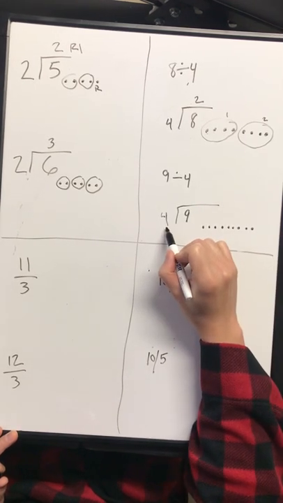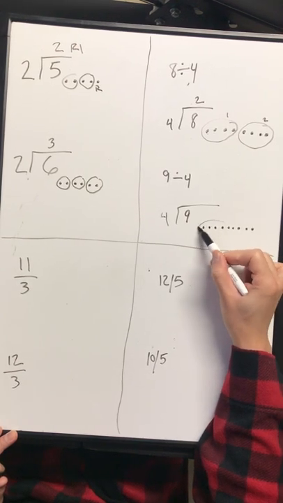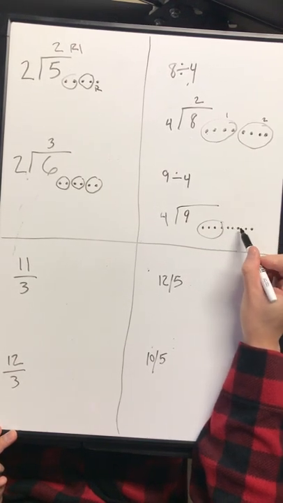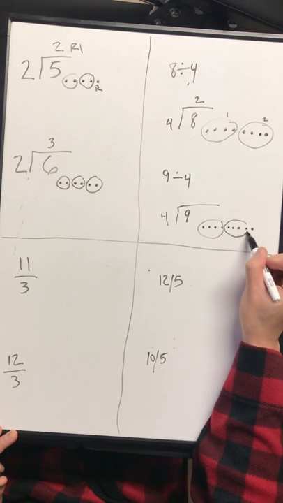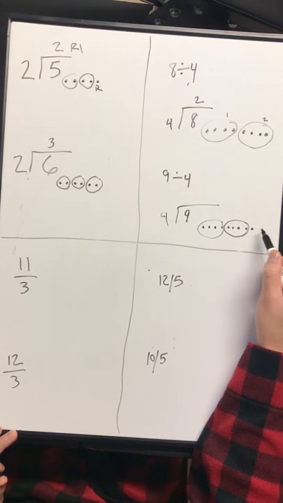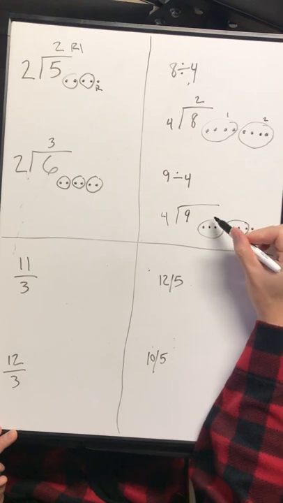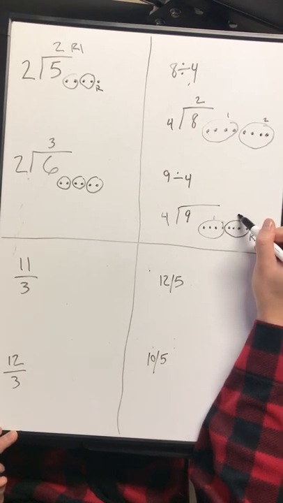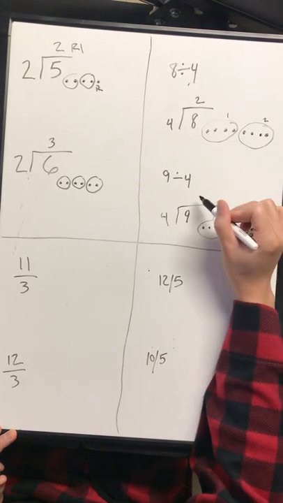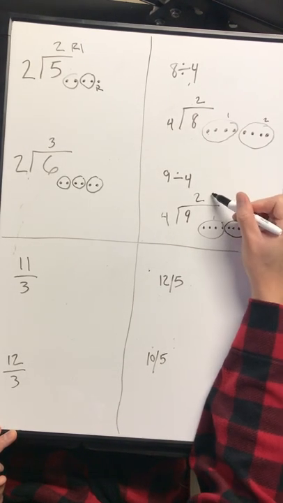And I'm gonna count it 4 times, then circle. 1, 2, 3, 4. Circle, 1, 2, 3, 4, circle. There's nothing else I can count in with fours. I can only count it 1 time. So this one's gonna be your remainder. And I got my first group over here and my second group over here. So I'm gonna put the 2 up here, and I'm gonna put my remainder 1 right here.